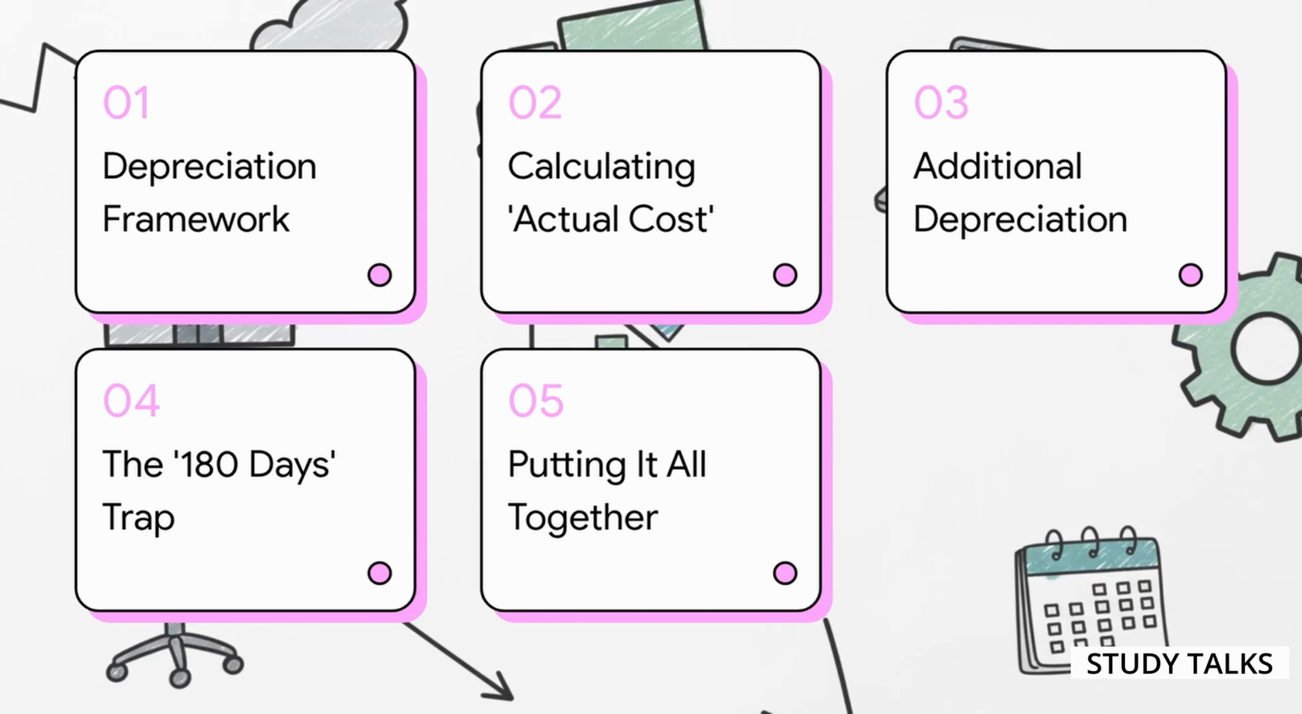Okay, so here's our game plan. We're going to start with the basic framework, get that solid. Then we'll nail down how to calculate actual cost. Super important. After that, we move to a real scoring area, additional depreciation. Then we'll tackle that infamous 180 days trap. And finally, we'll put it all into practice with an exam-style problem. Let's get right into it.